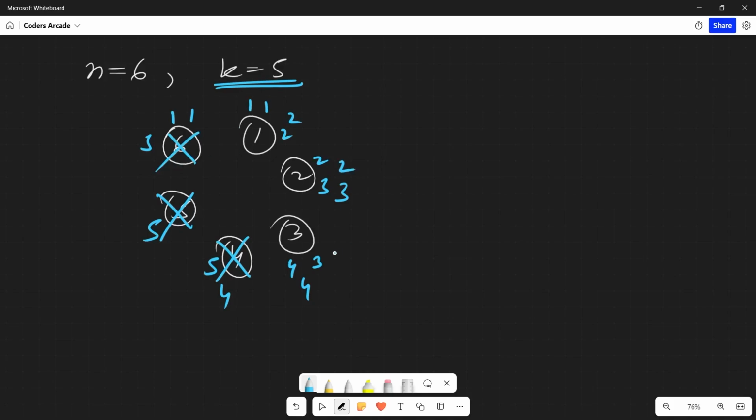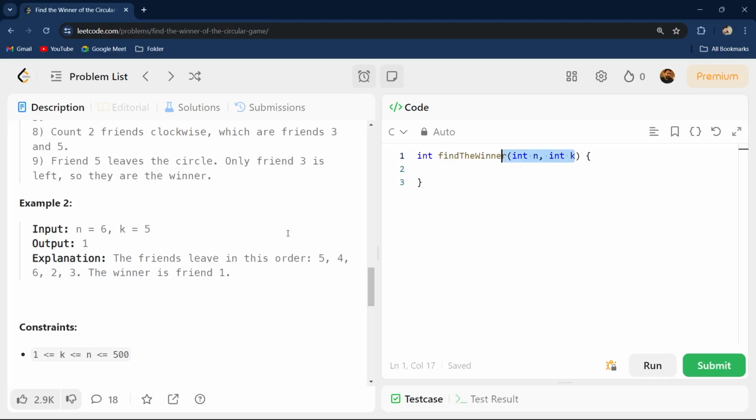1, 2, 3, again 4 and then 5, so 2 is gone. So 1, 2, 3, 4, 5. So here if I see, I can see that 1 is the winner. Let's verify here. So you can see the output is 1 and the friend 1 is the winner, right? Okay, so this is our logic here.